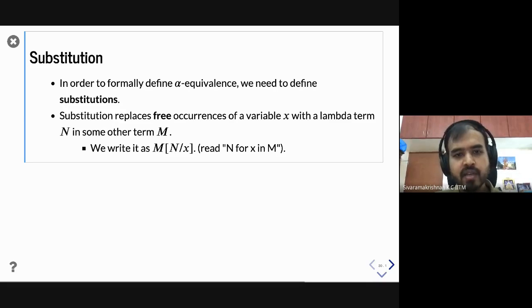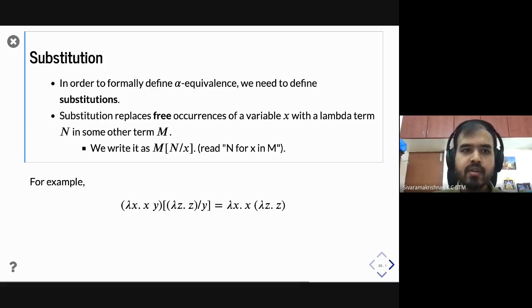So that said, let's look at an example of substitution. In this example, this term is M, this lambda z. z is N, and y is the variable that we are replacing. So what it says is, in this term lambda x applied to y, wherever you find the free variable y, replace that with lambda z. z.